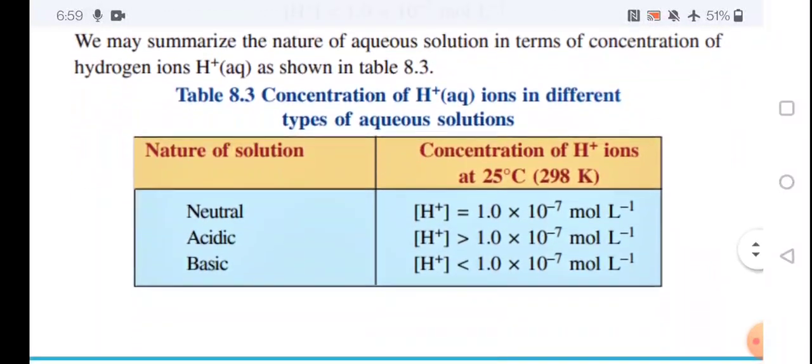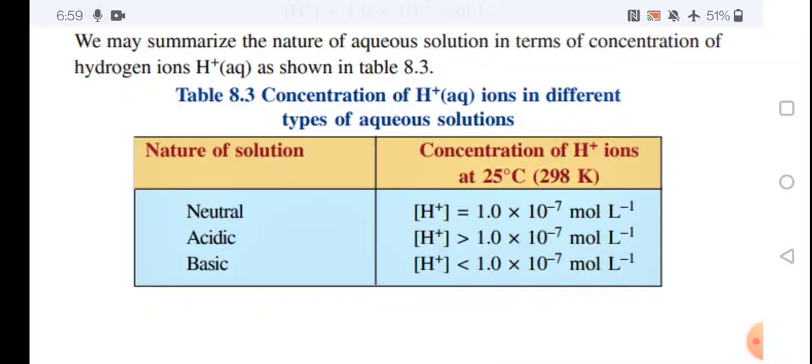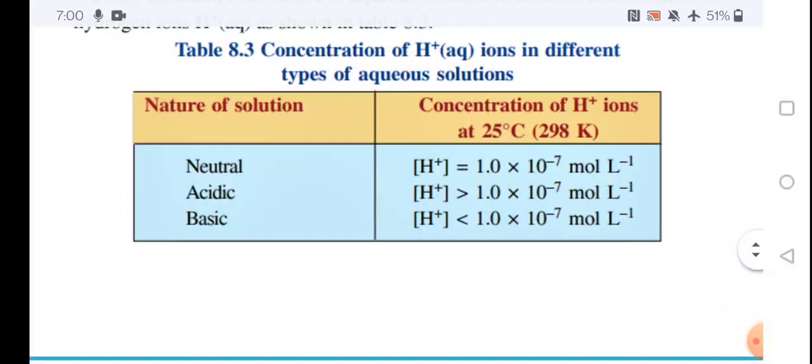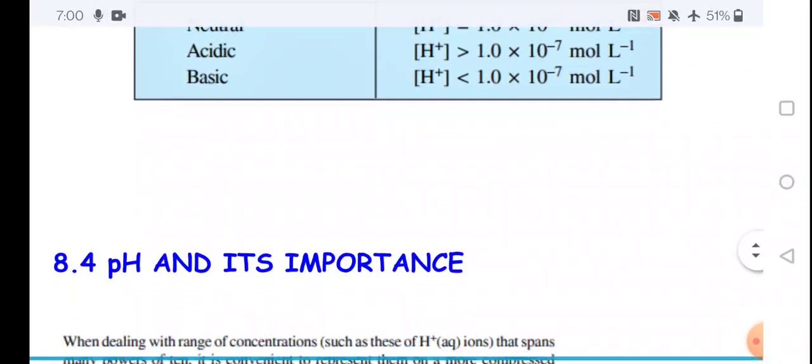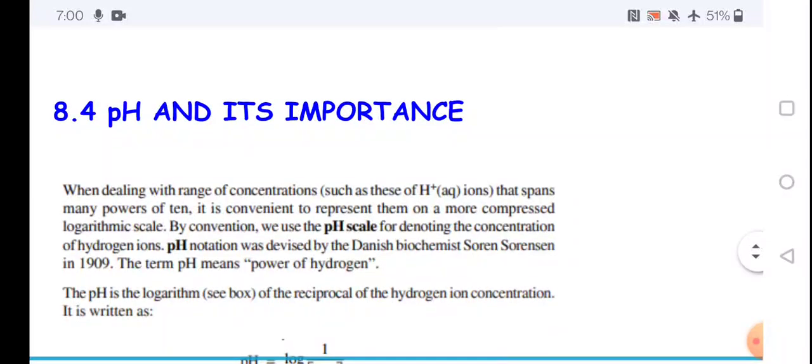Next, this is the summarized form of acidic, neutral, and basic solutions. For a neutral solution, the concentration of H plus ion is equal to 1.0 × 10 to the power of minus 7 mole per liter. For an acidic solution, the concentration of H plus ion is greater than 1.0 × 10 to the power of minus 7 mole per liter. For a basic solution, the concentration of H plus ion is less than 1.0 × 10 to the power of minus 7 mole per liter. Next, pH and its importance.